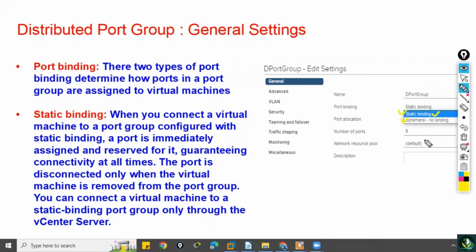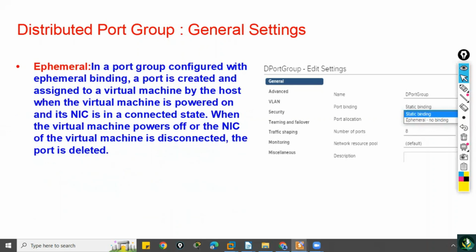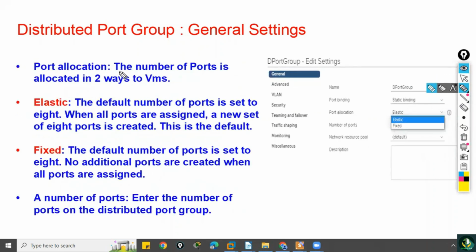If you select static binding, the virtual machines will get the same port, even if you restart. With ephemeral binding, virtual machines will not get the same port after the restart. There is no guarantee that they will get the same port. This is the ephemeral port. Then we have port allocation. We can allocate the ports to the virtual machines in two ways. The first way is elastic, another way is fixed.